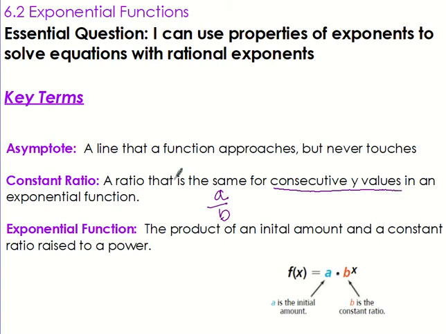Okay? And then an exponential function is the product of an initial amount and the constant ratio raised to a power. Okay, so it would look like this. F of x, there's our function notation, equals a, our initial amount, times b, our constant ratio raised to the power. And notice our power is the x. Our x is our exponent, and so it's going to actually change. And that's why this becomes an exponential function, because the exponent continuously changes.